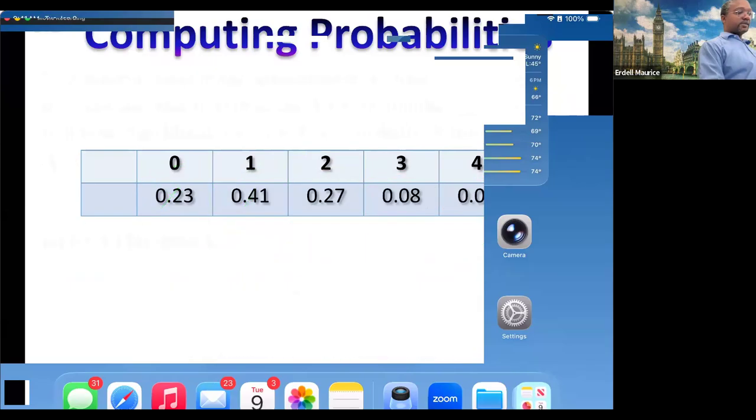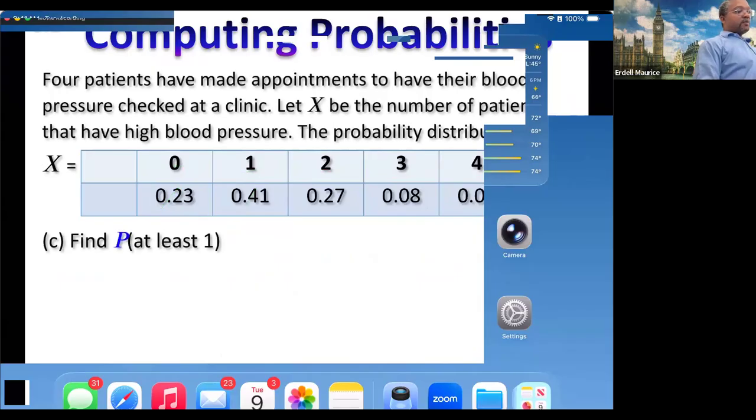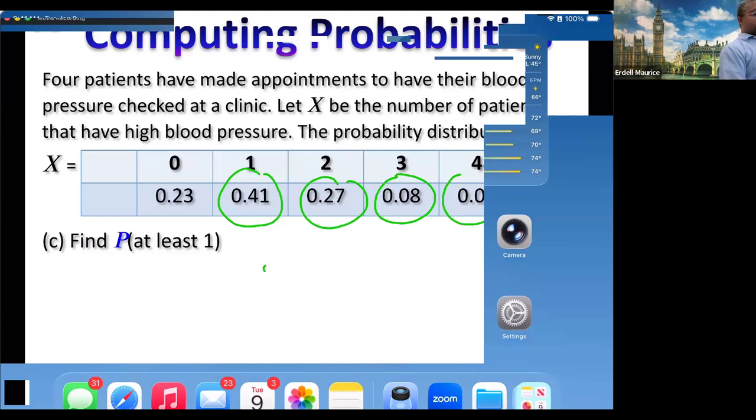All right, cool. What's the probability of at least 1? It's going to be this plus this plus this plus this, yes? Or 1 minus the 0.23, yes? Or just cut this out and that will give me my same answer, yes? Questions there?